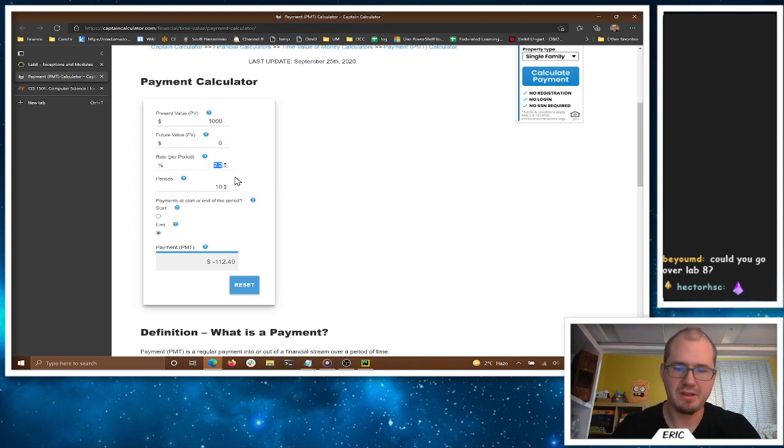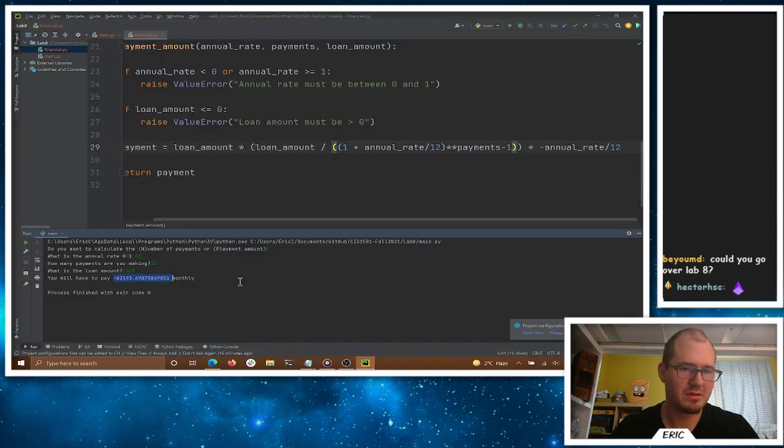So, per period then, it's going to be 0.0025, right? Instead of quarter. 12 payments. Should be 83. And what do we get? Too large of a number.